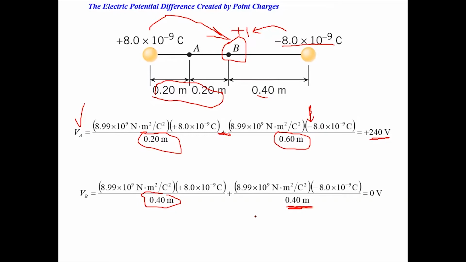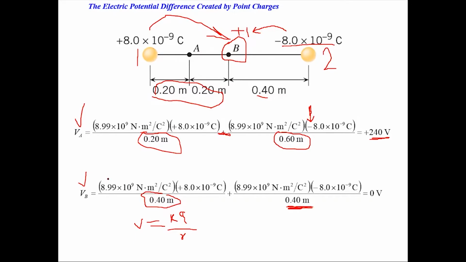The formula for VB is just the same as for VA. We are using the same formula. Remember, what is the formula? V equals K Q over R, right? So for B, let's talk about VB. Let's talk about these points 1 and 2. What is the potential due to 1 at point B? Instead of A, now we talk about B. So from here to B, we use this formula again.